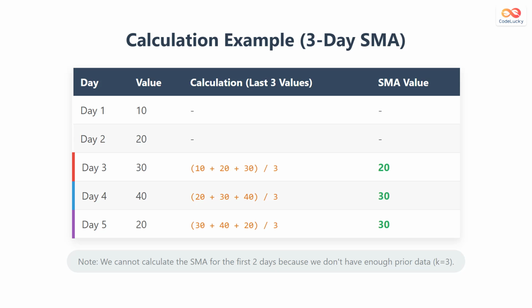Let's look at a concrete example with a 3-day window. For day 3, we add the values from day 1, day 2, and day 3, which are 10, 20, and 30. The sum is 60. Dividing by 3 gives us an average of 20. For day 4, we shift the window to include days 2, 3, and 4, giving us a new average.